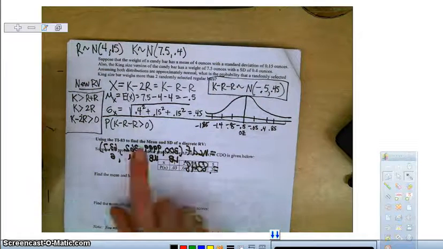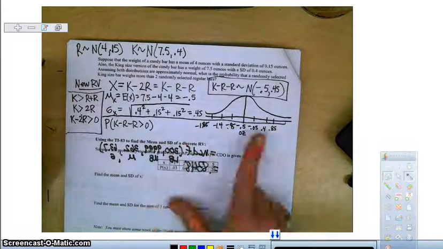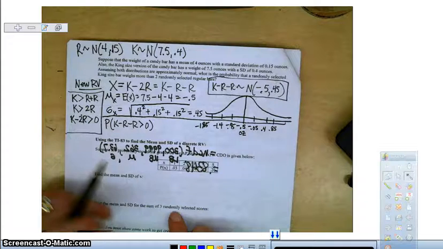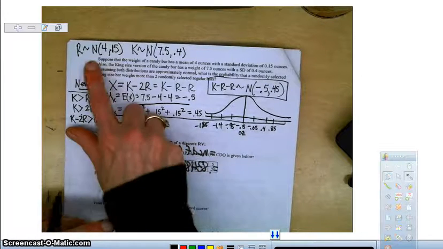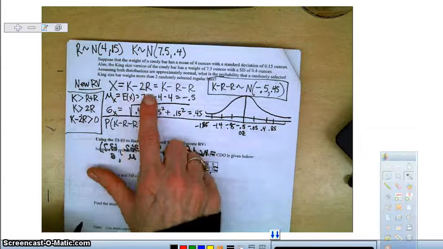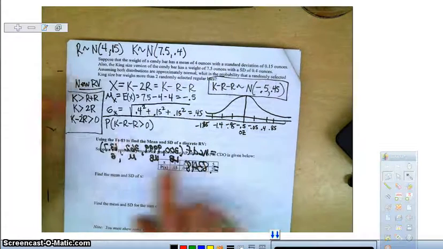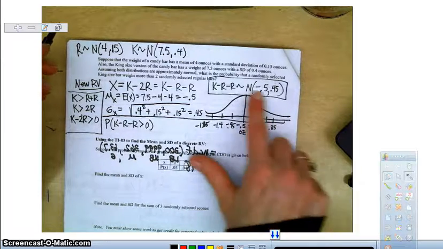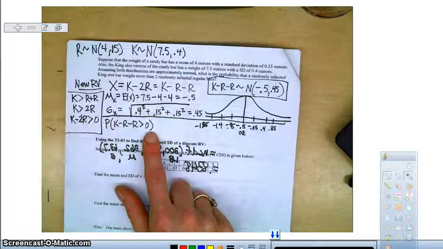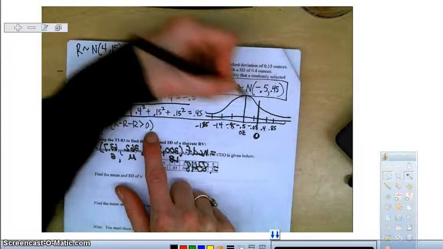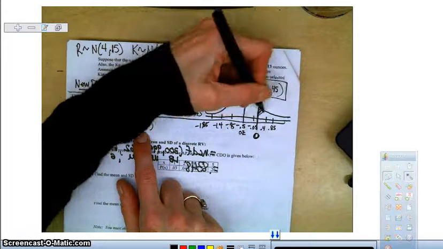And we would like to shade in what is our x value. Let me refresh what we've done. We had two random variables, regular and king size. We were taking a king size minus 2 regulars. We just defined that variable. Now we're working on finding this probability. So the x value, the number we put here, is 0. Where's 0? Right up here. And we're shading greater than that, so up here.